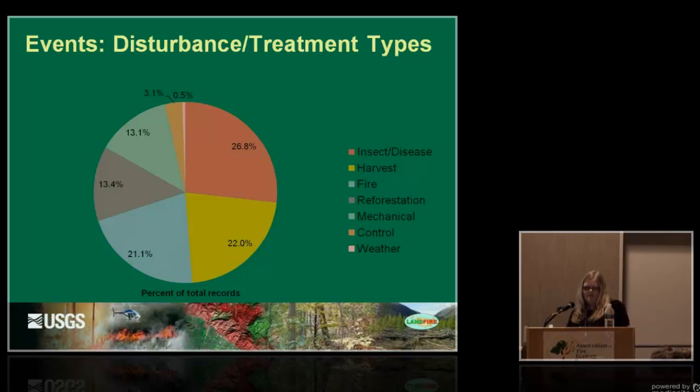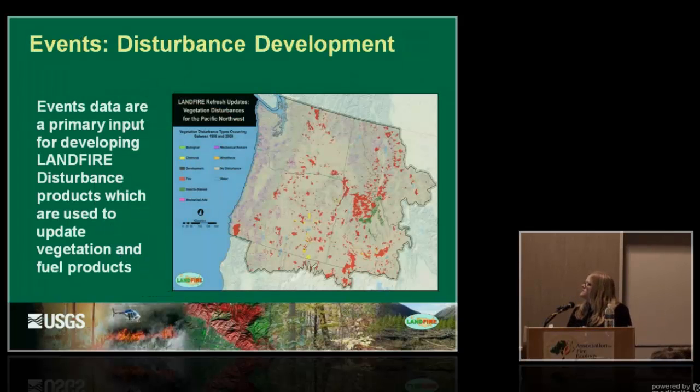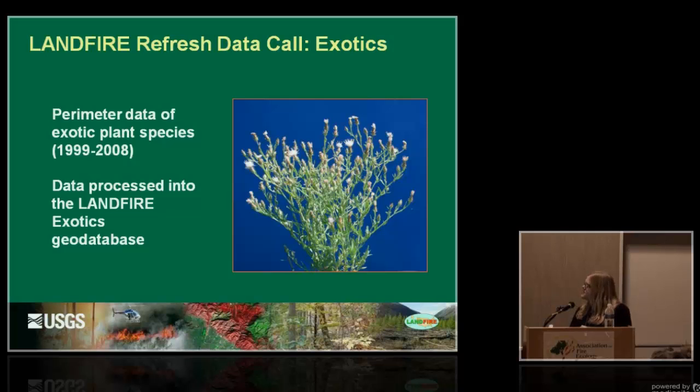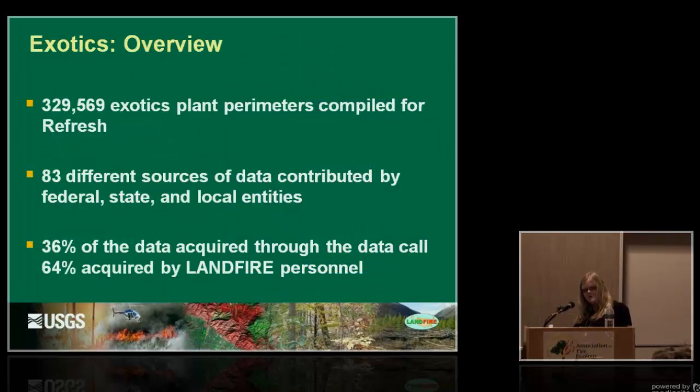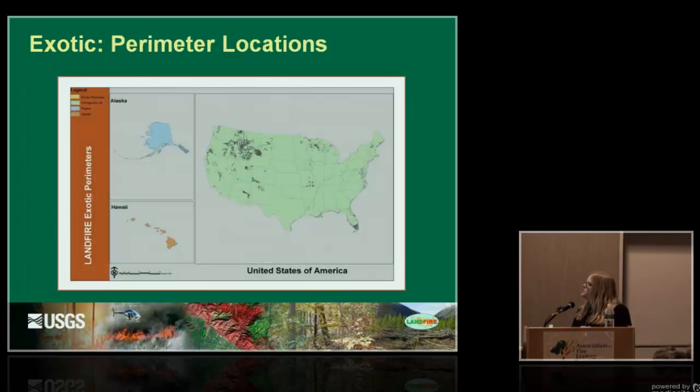The events data are the primary input for developing LANDFIRE disturbance products, which are used to update vegetation and fuel products, and Joel will be talking more about disturbance products later this afternoon. We also collected exotics data for refresh from 1990 to 2008, and they are processed into a separate layer from the LANDFIRE Exotics geodatabase. There are about 329,000 exotic plant perimeters from 83 different sources. 36% of that data was acquired through the data call, and 65% were acquired by LANDFIRE personnel. That's the distribution of our exotic perimeters. You can see where those are located.